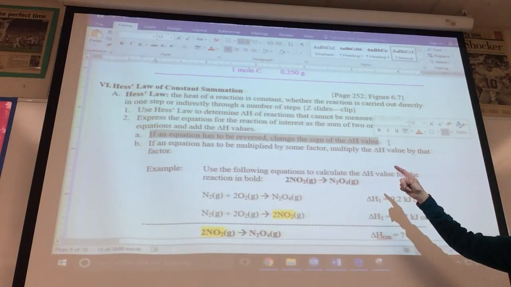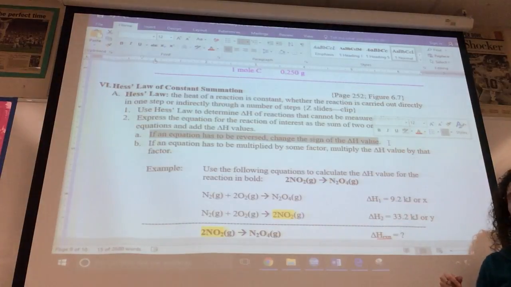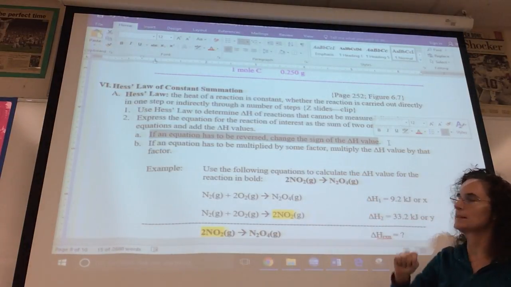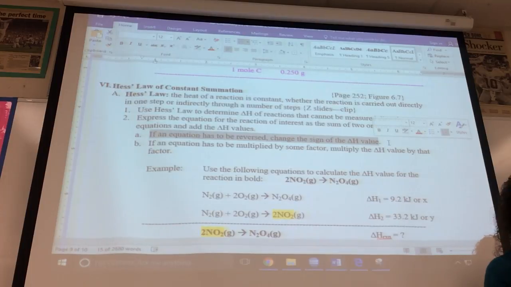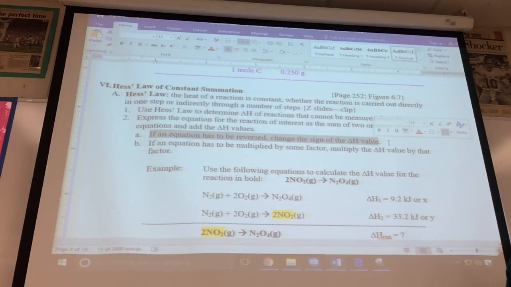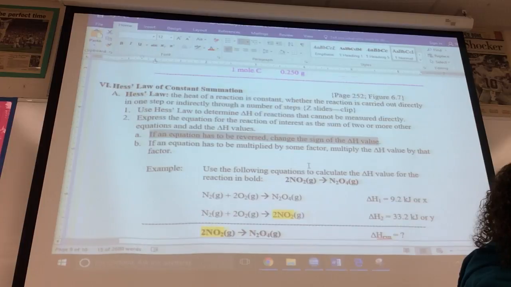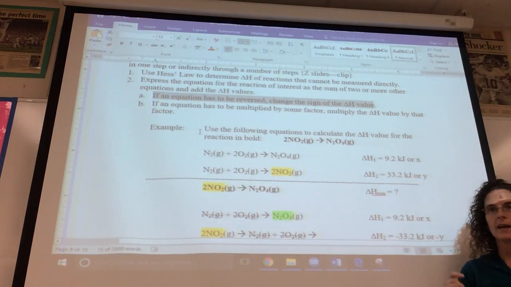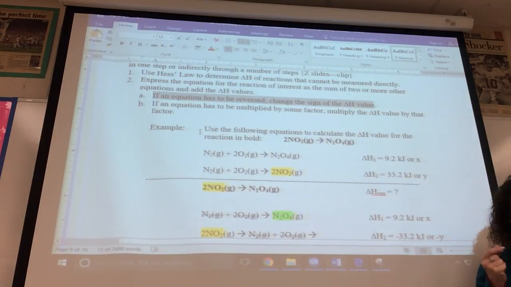If an equation has to be reversed in order to get them to add up, then you simply change the sign of the delta H value. If an equation has to be multiplied by some factor, it could be a fraction or a whole number, then you multiply the delta H value by that factor. Let's take a look at the first one. Very, very easy once you get the hang of it. If we go through this and you don't feel like you've got it, I'll go back to the honors notes that are broken down a little more simplistically.